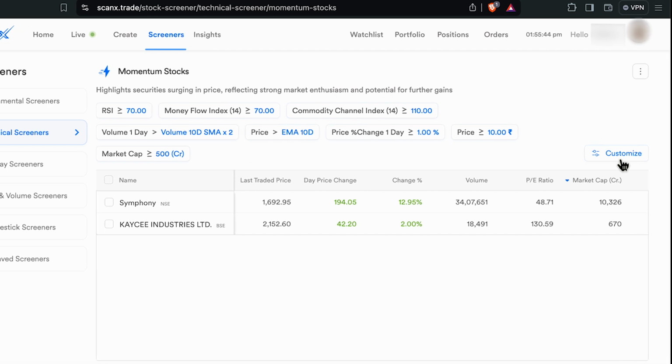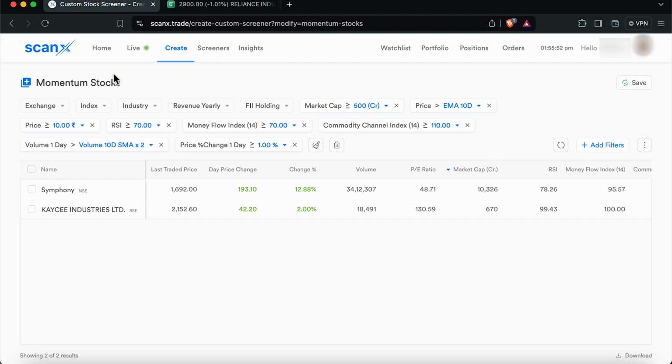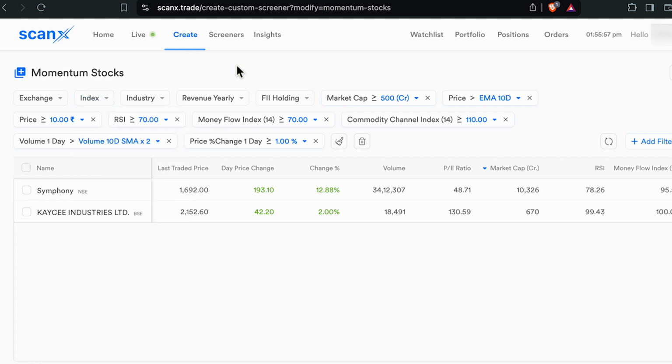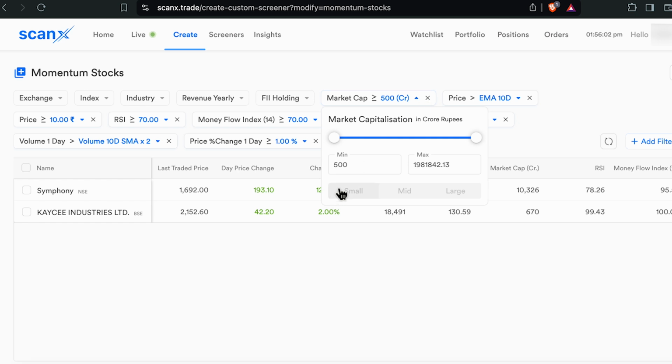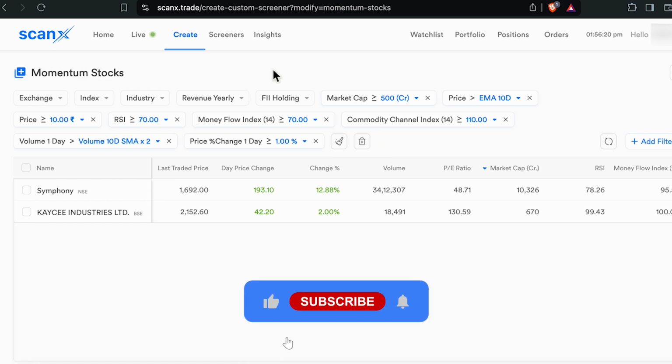So you could change these by using the customize button, and you could make this into a screener for your own way of finding momentum stocks, where you can choose what industry these stocks should be, what index they should be part of, what should be the revenue of these companies, what should be the market cap. If you want to only play in larger stocks, you could change this to 5,000 CR or 10,000 CR as well to be the bottom market cap. And you can change your RSI, money flow index, and commodity channel index, all of these as per your preference. So this is how you can find momentum stocks for swing trading.